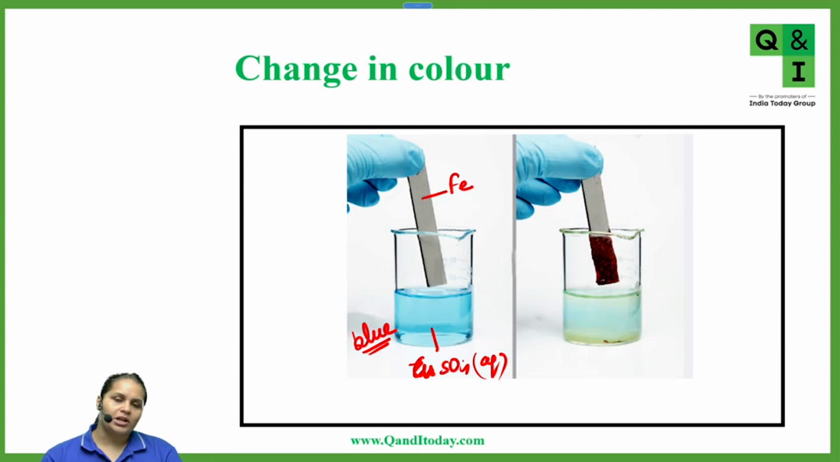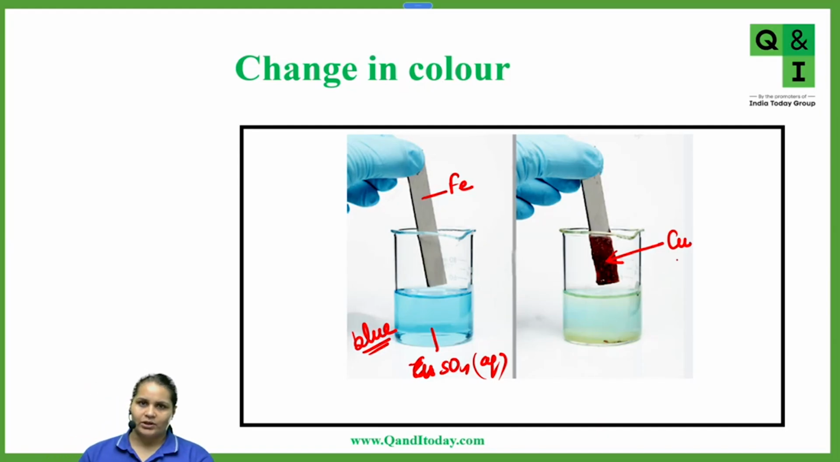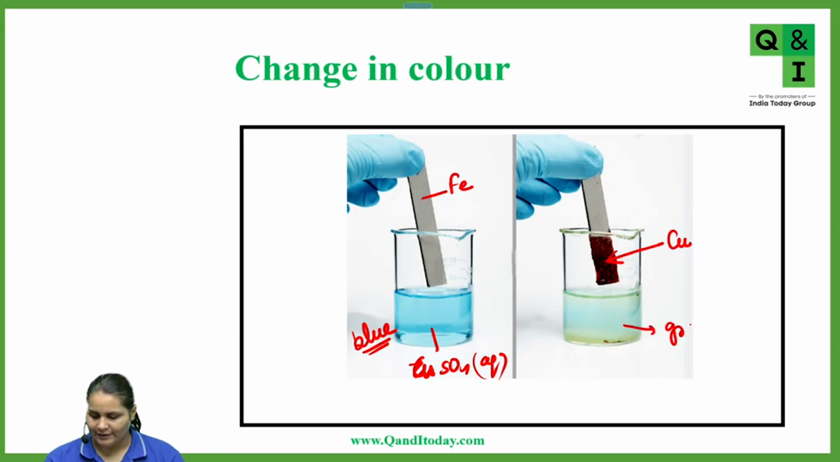And once you dip an iron nail into it and keep it for 1 or 2 hours, then what happens? Reddish brown deposition is seen on the surface of the iron. That's nothing but the copper depositing over the iron. And the color of the solution is now getting green, right? The color is changing from blue to green. Why? Due to the formation of ferrous sulfate solution.